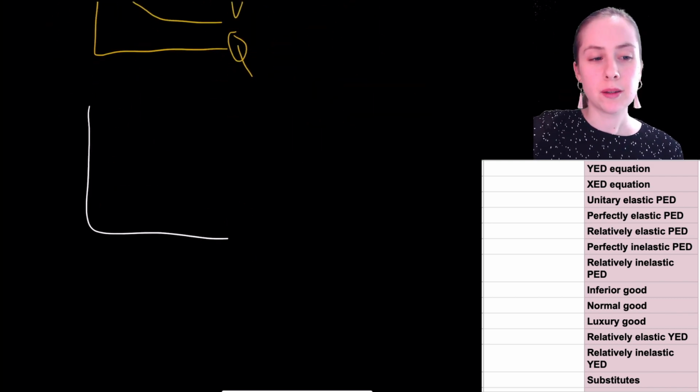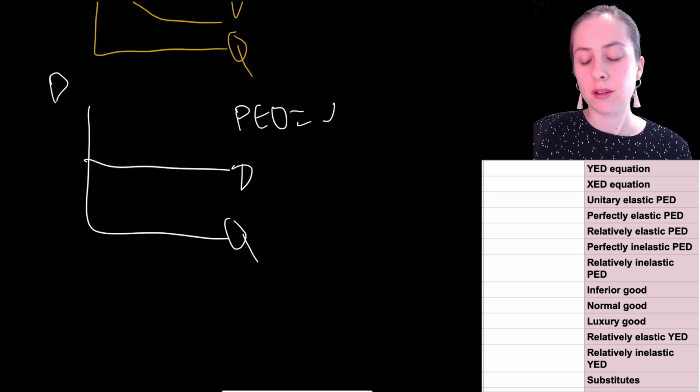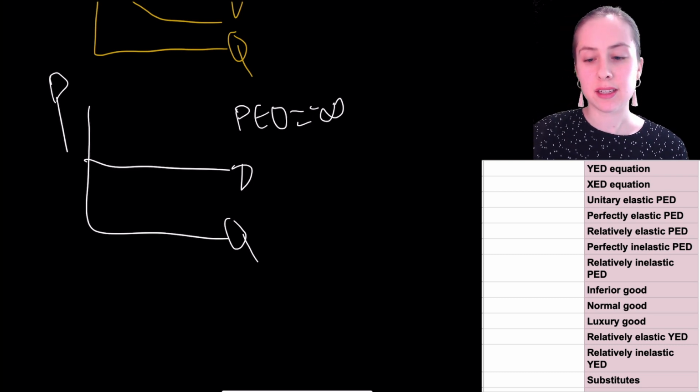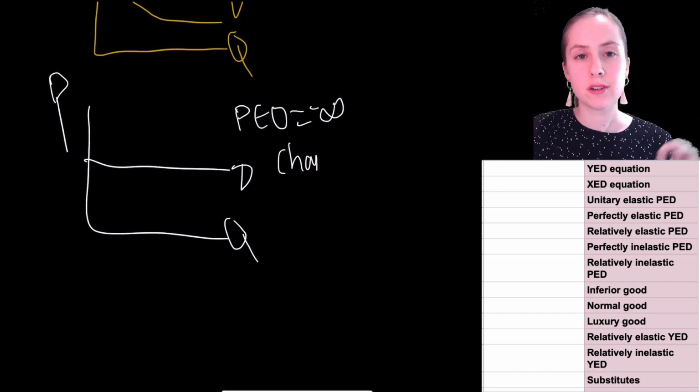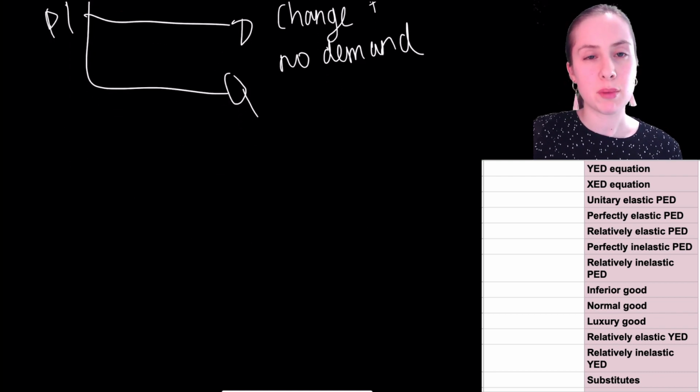Just write it down. Perfectly elastic is going to look horizontal. The PED is going to be infinity. Technically, PEDs are always negative, so technically that's minus infinity. This means if you change price, you get no demand. You can only ever sell this good at P1.